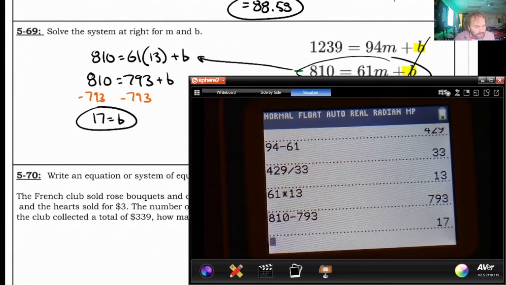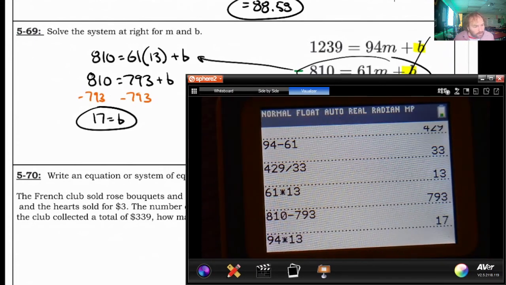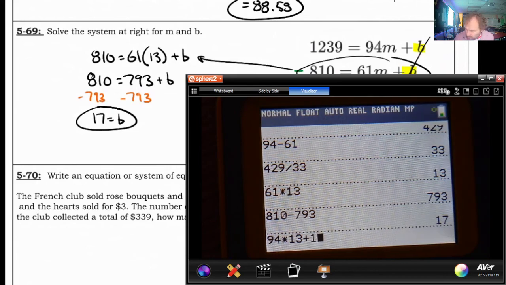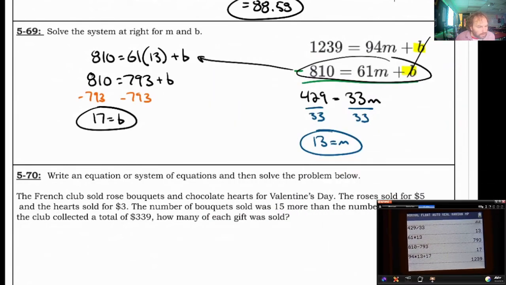You could even check it. Let's check the top equation. What's 94 times 13 plus 17? Should be 1293. Look at that. Or 1239. There you go. Let's check one more. I'll do 570.